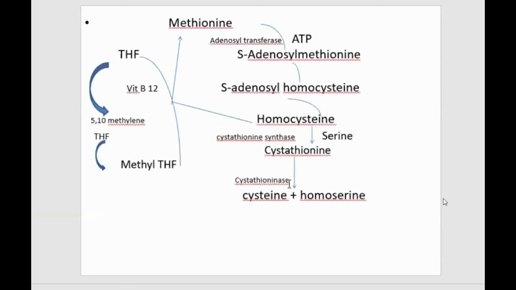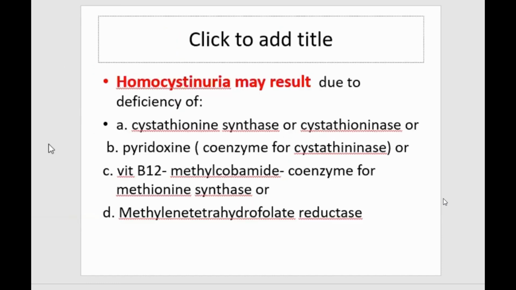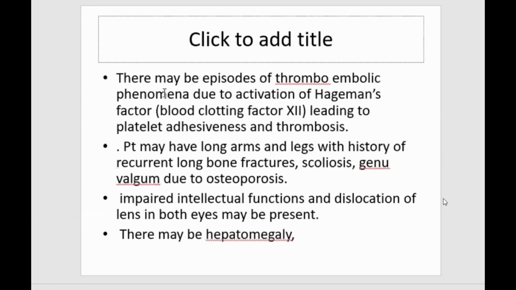Or the deficiency of pyridoxal phosphate here, or deficiency of vitamin B12 or folic acid, any of them can lead to homocystinuria. This homocystinuria may be associated with episodes of thromboembolic phenomena due to activation of Hageman's factor, leading to platelet adhesiveness and thrombosis. So it activates Hageman's factor, leading to platelet adhesiveness and thrombosis.